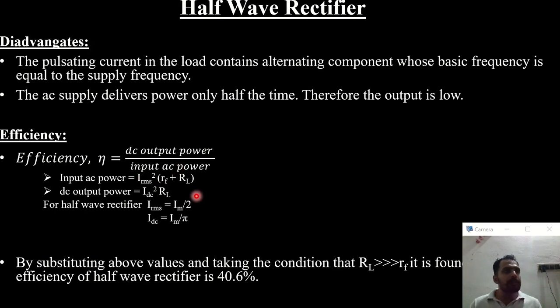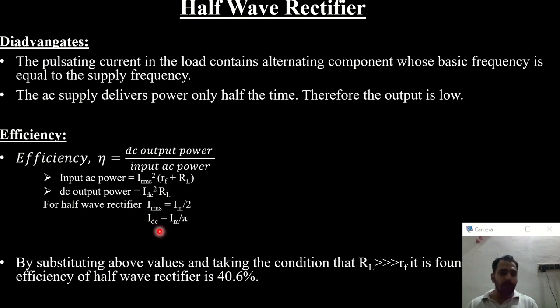The DC output power: the pulsating DC has to pass only through the load resistance. So IDC square into RL is the expression for the DC output power. Now for the half wave rectifier, the value of IRMS is Im by 2. Here Im is the maximum current through the diode, the peak value of the current, and the IRMS value is given by Im by 2 and IDC is given by Im by pi. We will see the derivation of these two expressions in the next slide. A full wave rectifier will have different expressions for IRMS and IDC, but the way of doing it is the same.